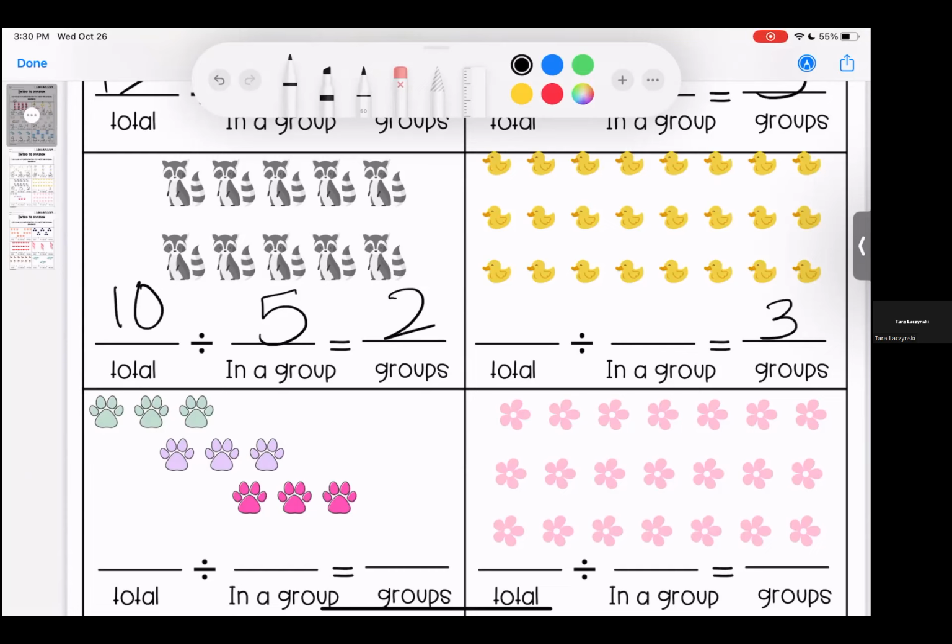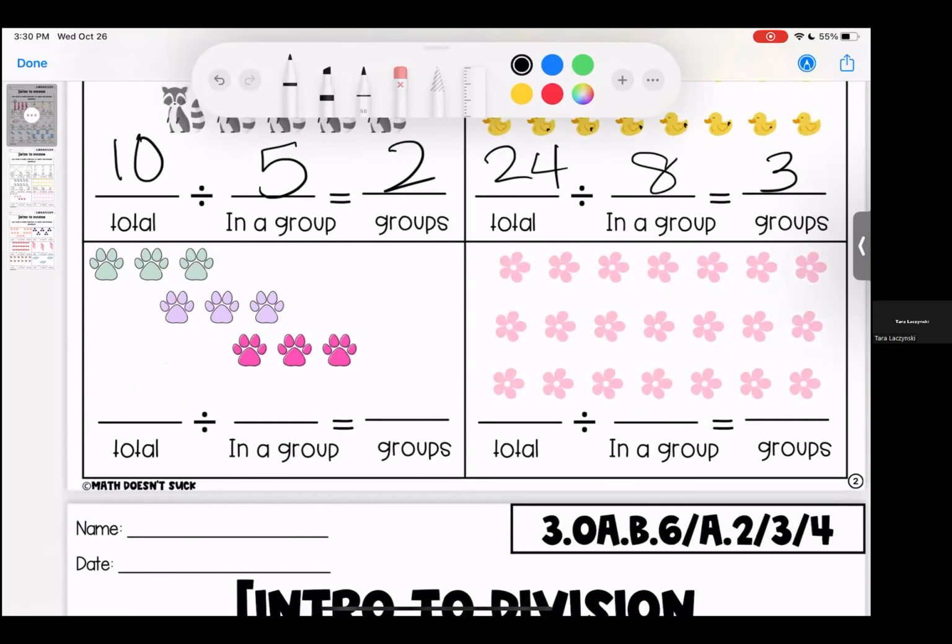We have 3 groups total. Each one has 1, 2, 3, 4, 5, 6, 7, 8. All together, we have 24 because 24 divided by 8 gives me 3. We have 9 total. There's 3 in each group. I have 3 groups. 9 divided by 3 equals 3. There is 8 in each group. There are 3 groups. I have 24 total. 24 divided by 8 gives me 3.